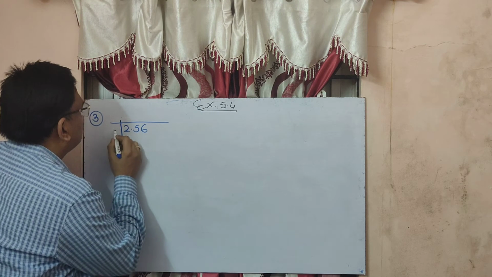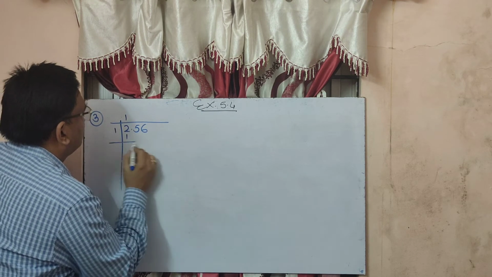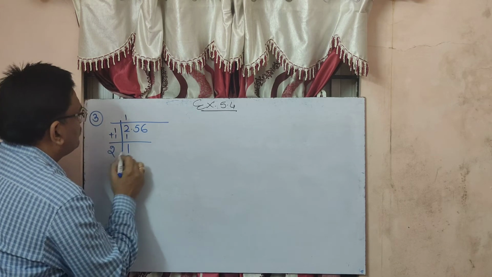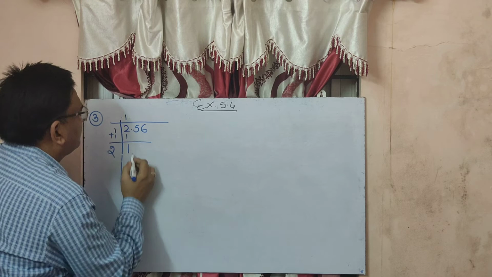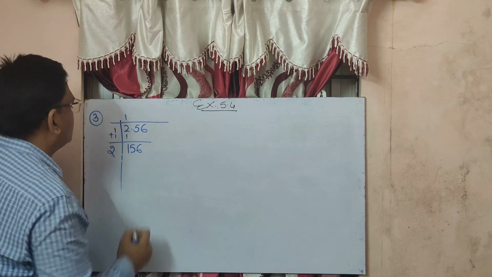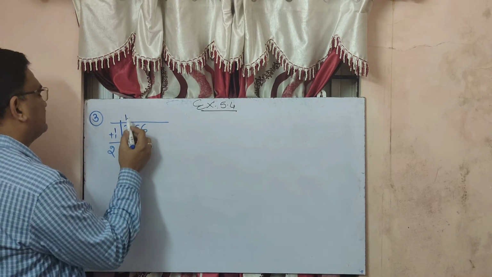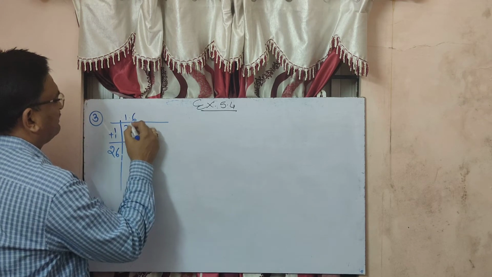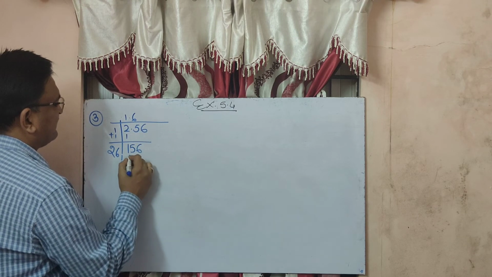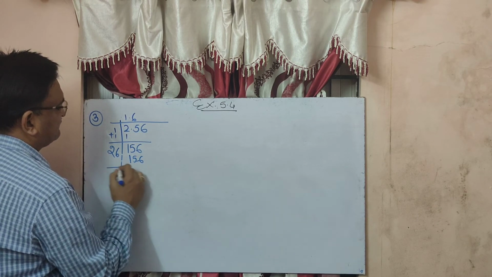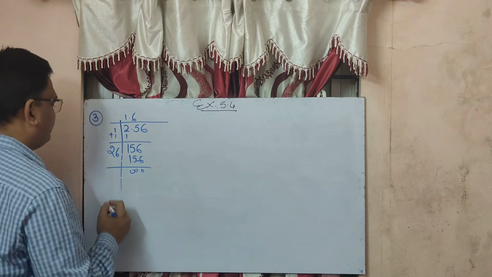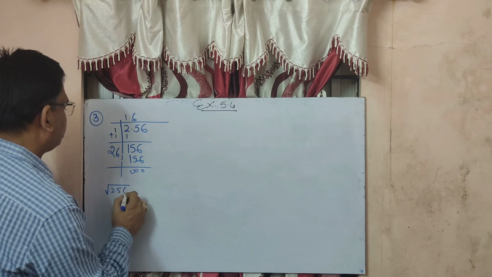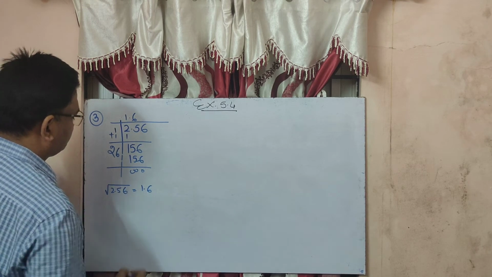So now 1. So 1 ones are 1. 2 minus 1 is 1. So 1 plus 1 is 2. Now is a point here, put point here. 56, take it down. So whatever you are going to write here, just write here. So if it is 6, it must be 6, 1.6. 26 6, 156. Therefore, square root of 2.56 is 1.6.